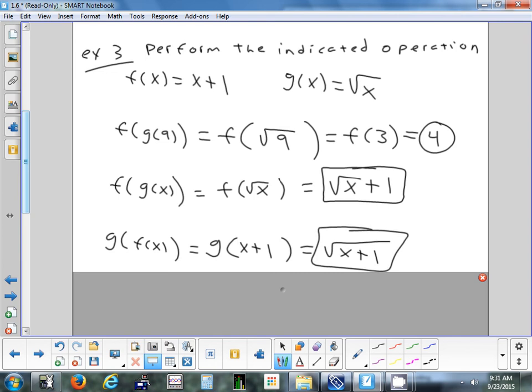So if you read these out loud to someone, they might sound the same. Square root of x plus 1, square root of the whole thing, x plus 1. Just be careful. Okay, any questions on that?